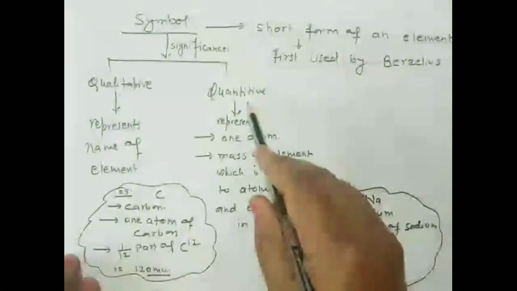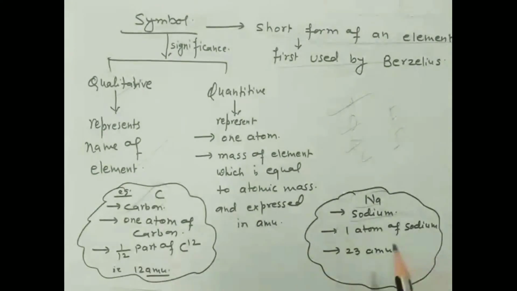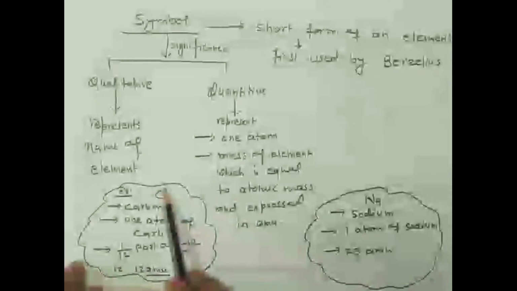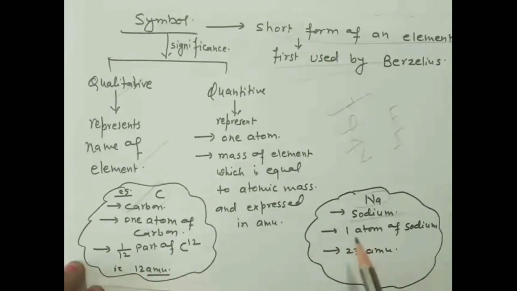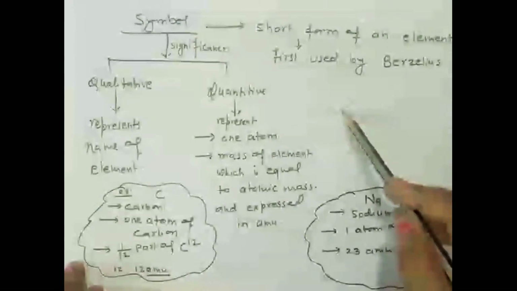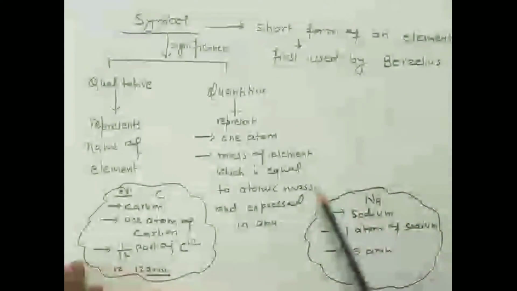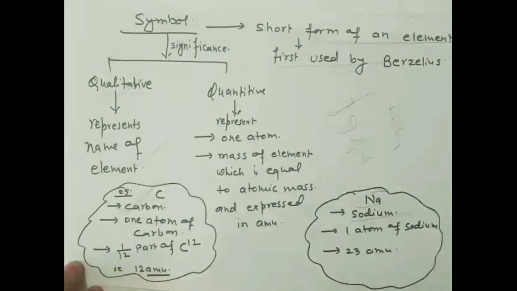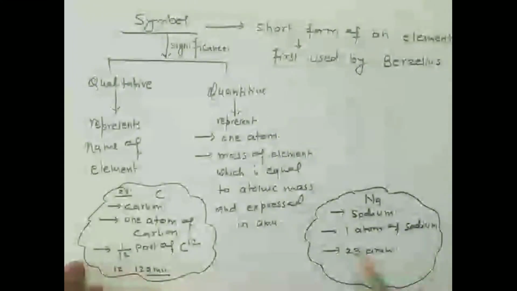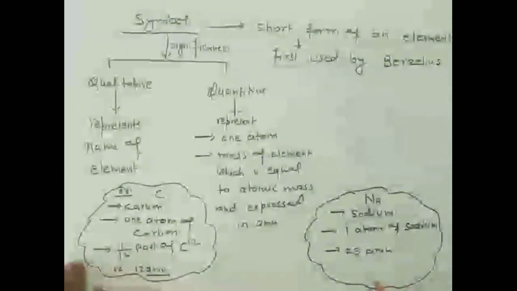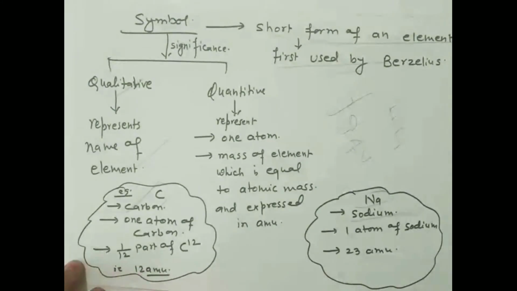Next, quantitative information. Quantitative is related with quantity. How much? So, a symbol represents one atom. If we are writing C, C represents one atom of carbon. If we are writing H, it represents one atom of hydrogen. If we are writing O, it represents one atom of oxygen. If we are writing Na, it represents one atom of sodium. So, one atom, it represents quantity. How much? A symbol represents one atom.